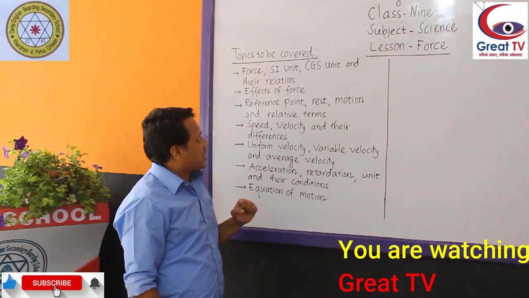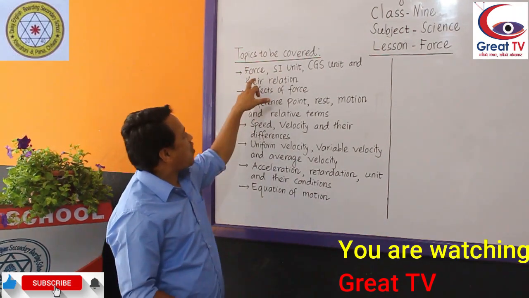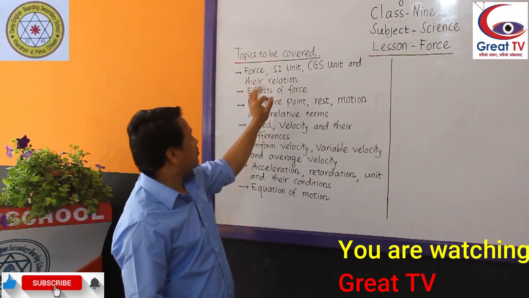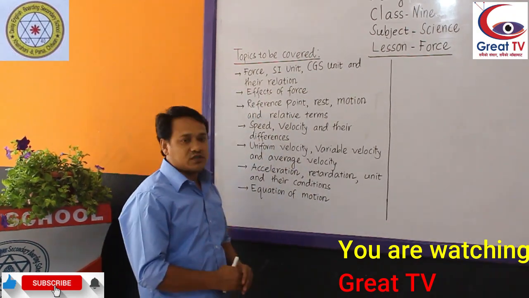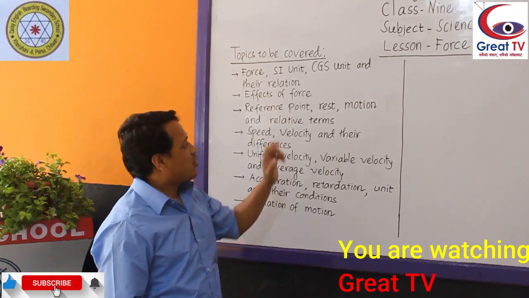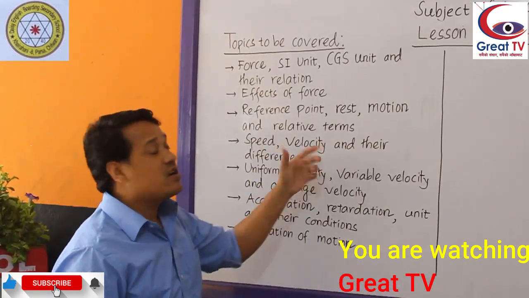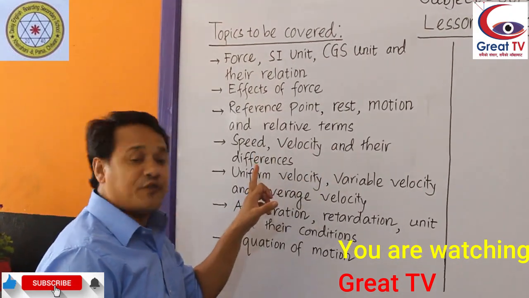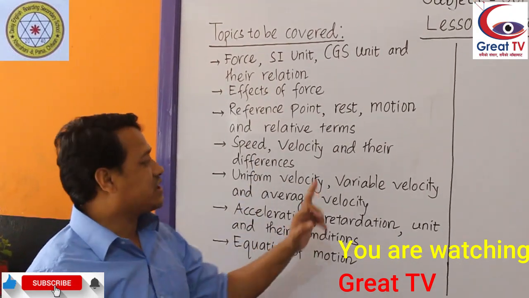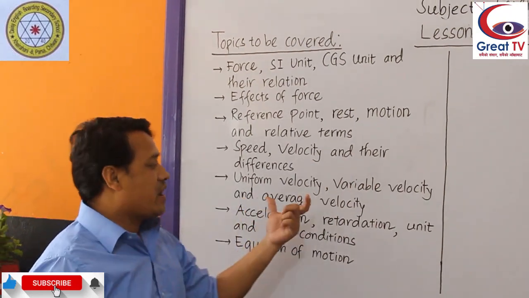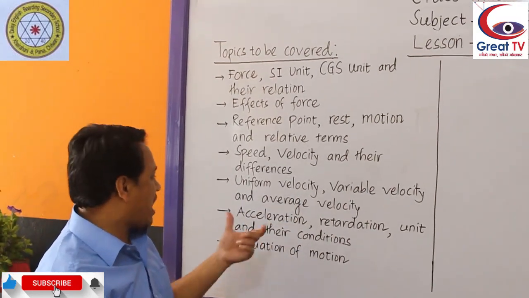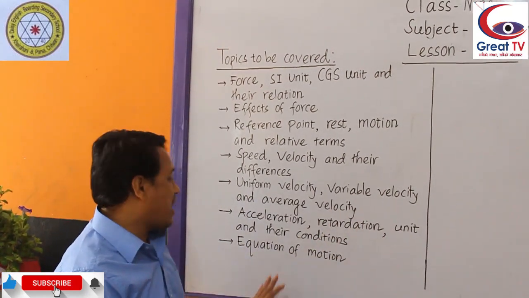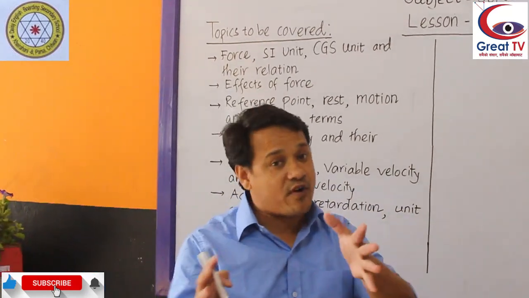In this topic, we have to discuss force, the SI unit and CGS unit of force and their relation, effects of force, reference point, rest, motion and relative terms, speed, velocity and their differences, uniform velocity, variable velocity and average velocity. Similarly, acceleration, retardation, unit and their conditions, and equations of motion in the first part.